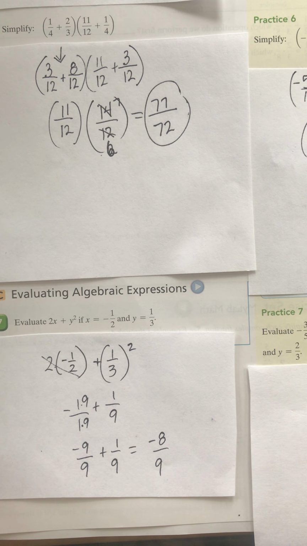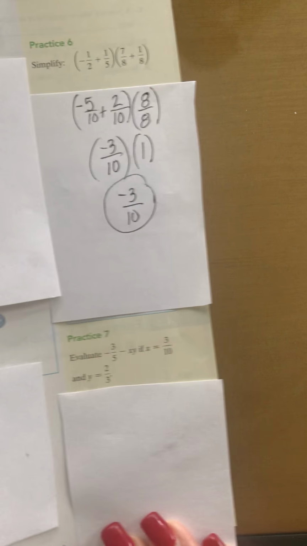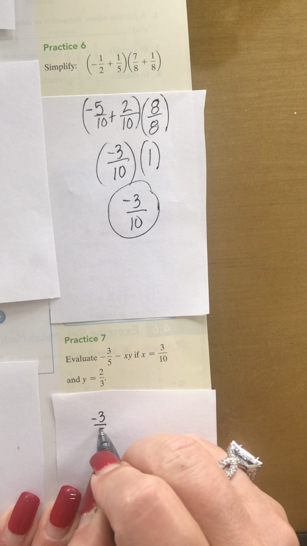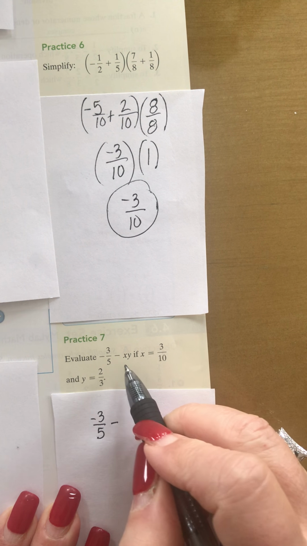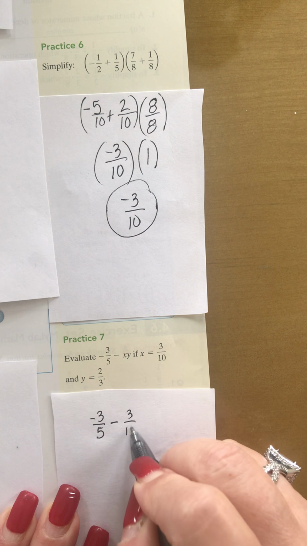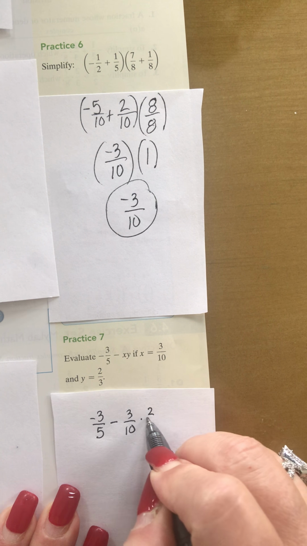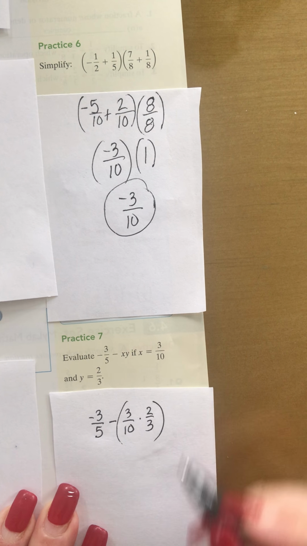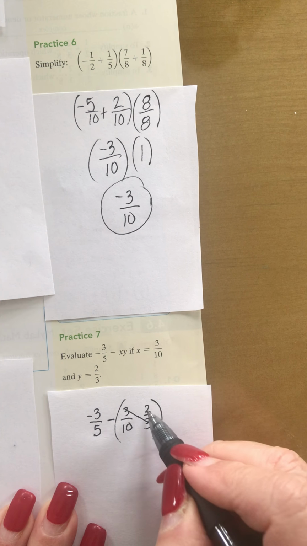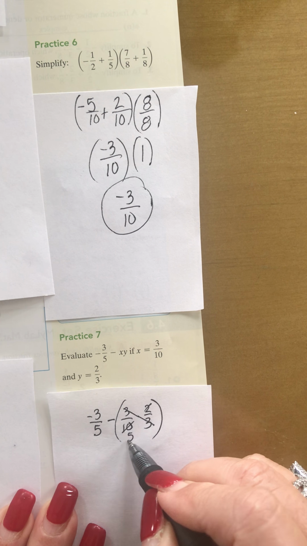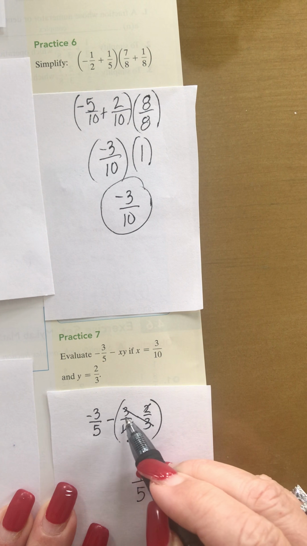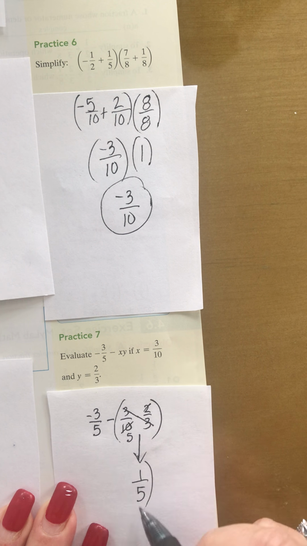Okay. And here's another example of evaluating expressions. So we've got negative 3/5 minus x times y. Well, x is 3/10 and y is 2/3. So order of operations says you do the multiplication first. These 3's cross out, and 2 goes into 10 5 times. So this fraction becomes 1/5, because you have 1 on top, 5 on the bottom.